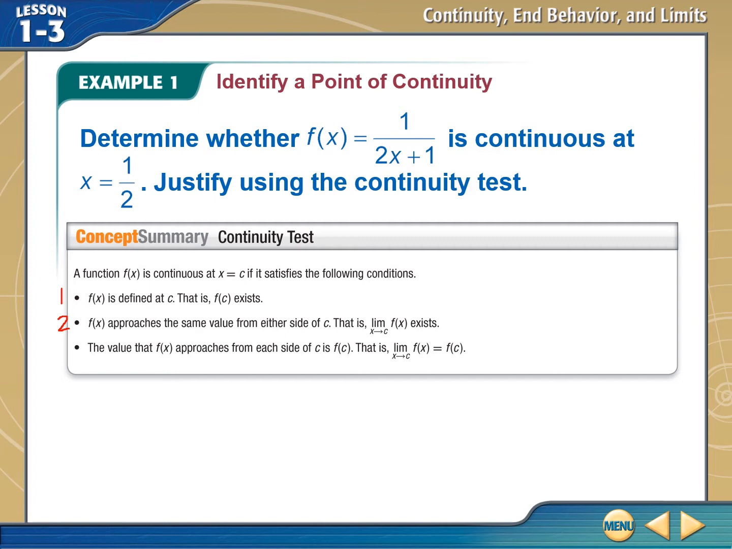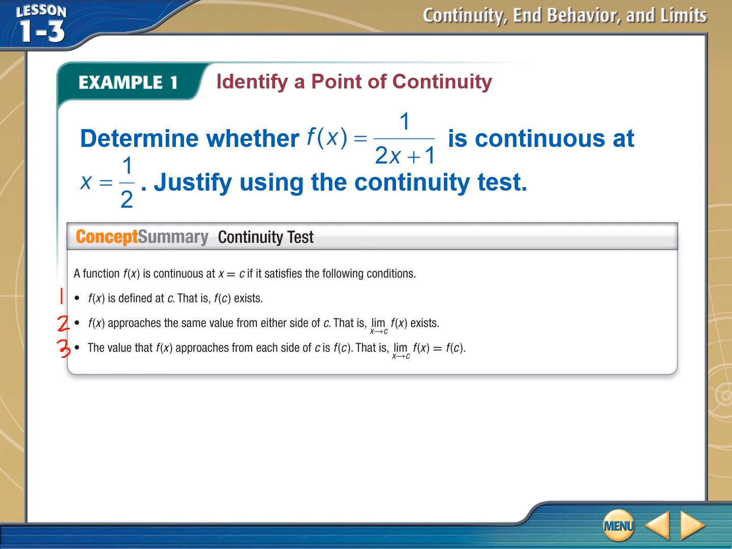If they do approach the same number, then I will say the limit as x approaches c of f of x exists. And we will see together with numbers. Number 3, the value that f of x approaches from each side of c, so point 2, let's say they approach 2, is equal to the value of f of c. So if this is equal to 2, this is also equal to 2. This is equal to 3, this is equal to 3. Any function that satisfies these 3 conditions is continuous. If it fails to satisfy any of these conditions, then you will say it is discontinuous.